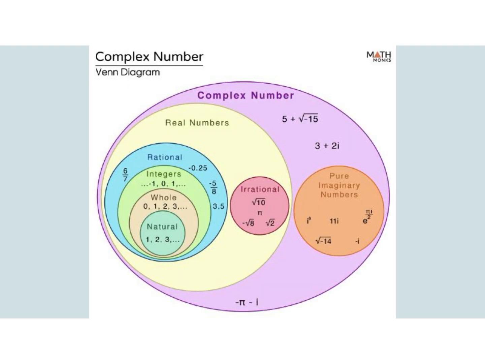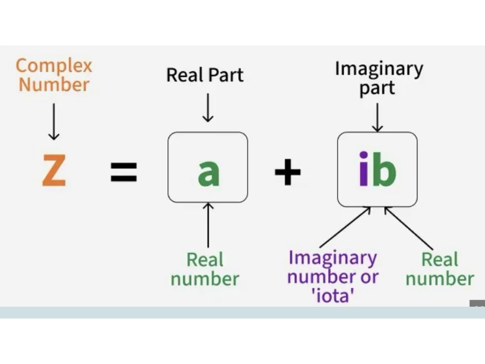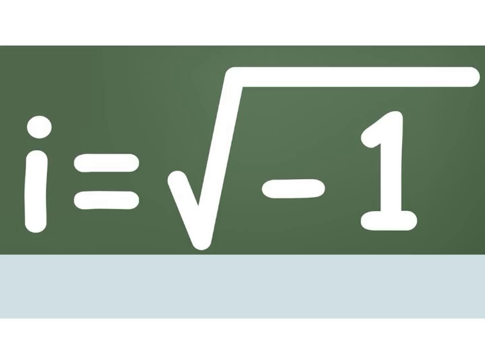Again, our complex number system is the real numbers plus our imaginary numbers. Here's the breakdown of a complex number. This is what i is equal to. i squared is -1, because when you square a square root, whatever's under the square root comes out.